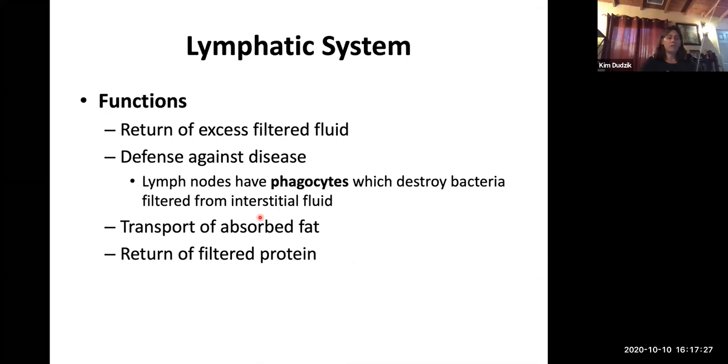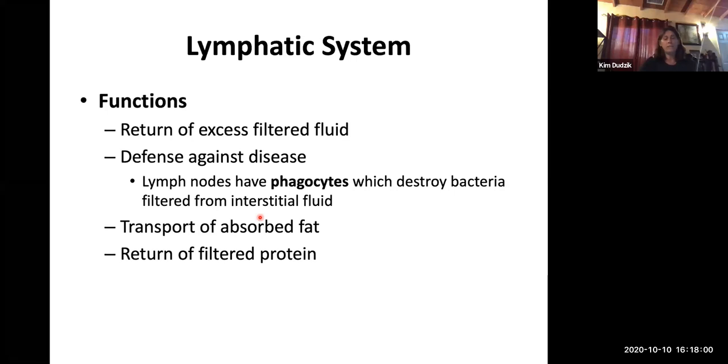So this is what we talked about. It returns the excess filtered fluid, reabsorbed fluid, I should say. And then as it passes through the lymph nodes, we can fight against disease. We have phagocytes there. We have some white blood cells, lymphocytes there. They can destroy bacteria and other things. In the digestive system, they transport absorbed fat.